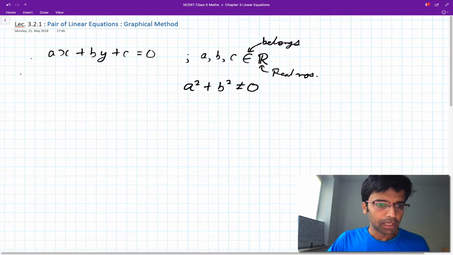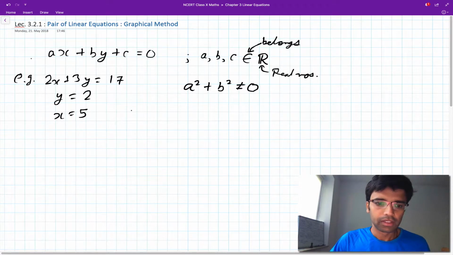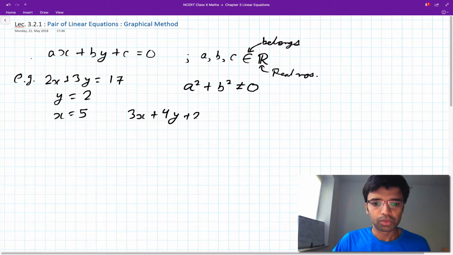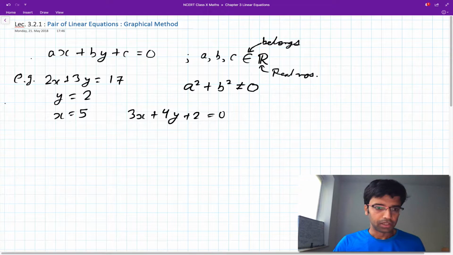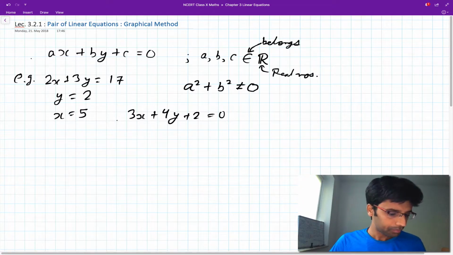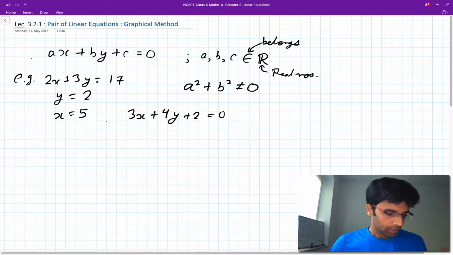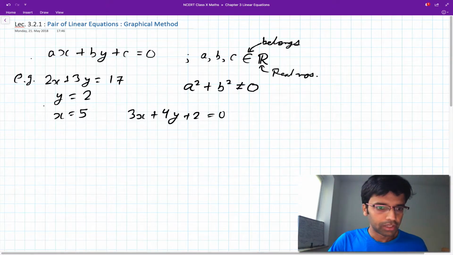So you can write numerous examples for it. For example, 2x plus 3y is equal to 17, y is equal to 2, x is equal to 5, 3x plus 4y plus 2 equal to 0, and many others. So these all are different examples of a single linear equation that you will see. And now let's move ahead.